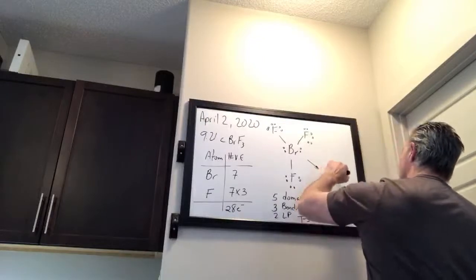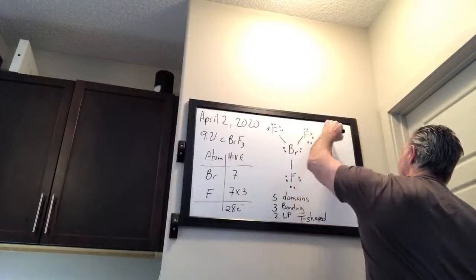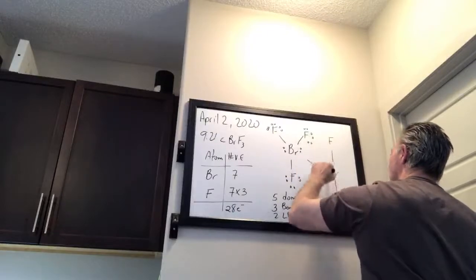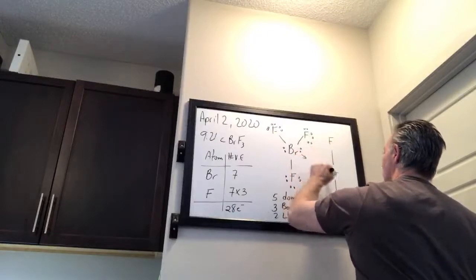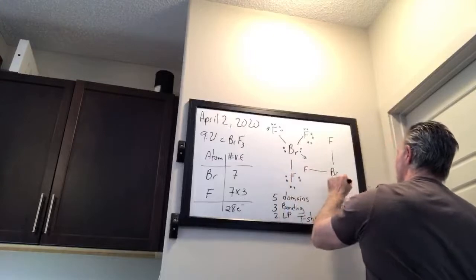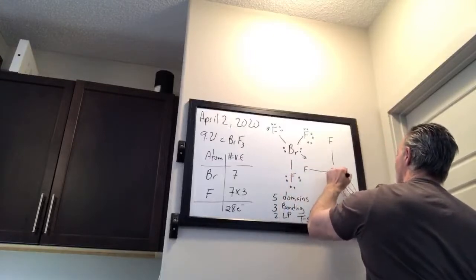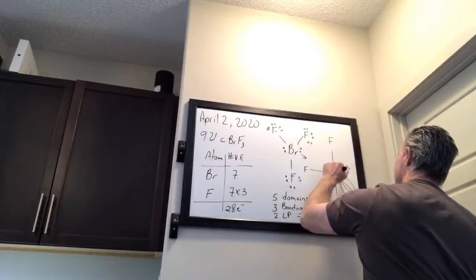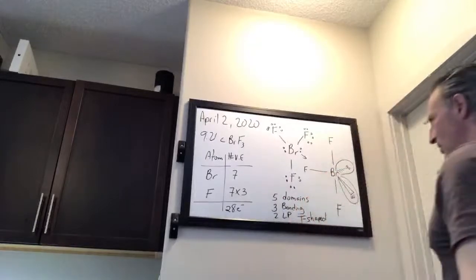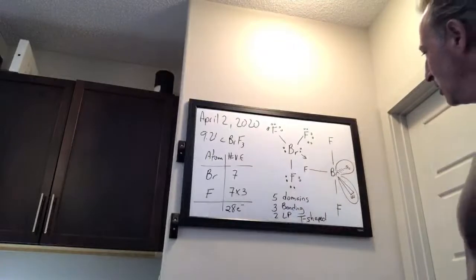You have bromine in the middle, fluorine up, fluorine down, one in the plane of the board, and then you got a lone pair coming out at you, and a lone pair going behind the plane. And that minimizes the number of negative interactions.